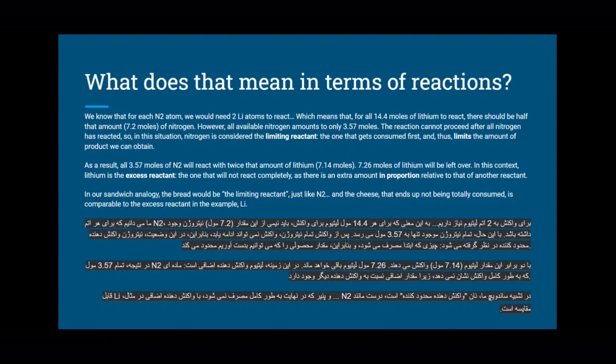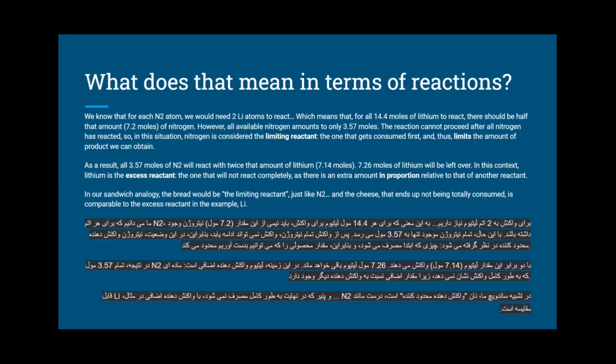We know that for each nitrogen atom, we would need 2 lithium atoms to react, which means that for all 14.4 moles of lithium to react, there should be half that amount, about 7.2 moles, of nitrogen. However, all available nitrogen amounts to only 3.57 moles. The reaction cannot proceed after all nitrogen has reacted, so in this situation, nitrogen is considered the limiting reactant, the one that gets consumed first and thus limits the amount of product we can obtain.